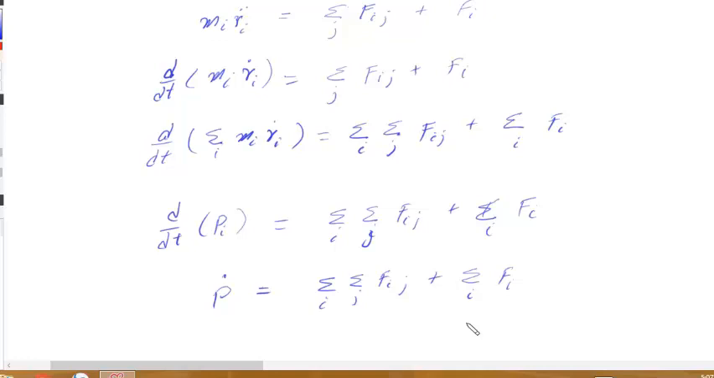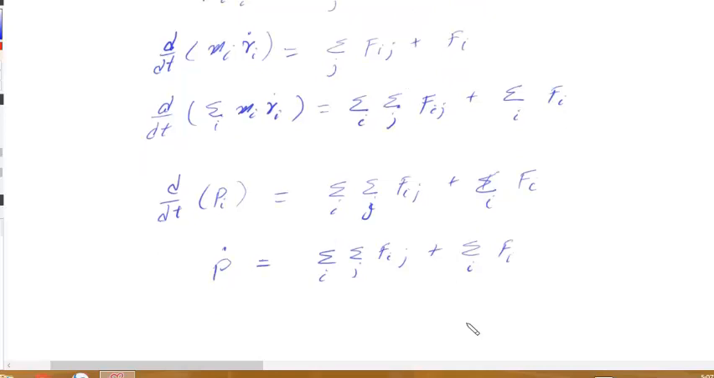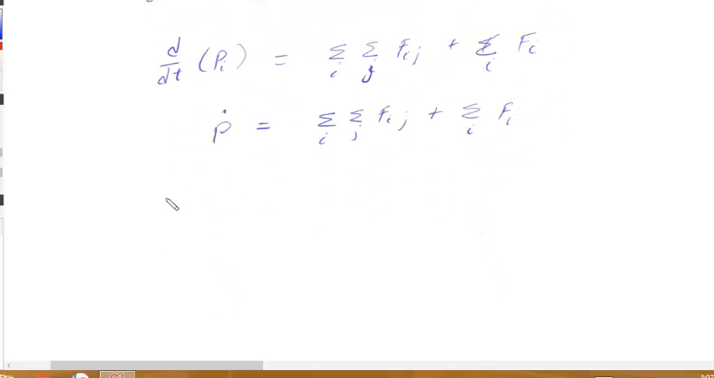Then this two-body system must obey Newton's third law, which states that F_ij is equal to minus F_ji. These are equal but opposite terms. These two magnitudes are equal, only with negative signs.